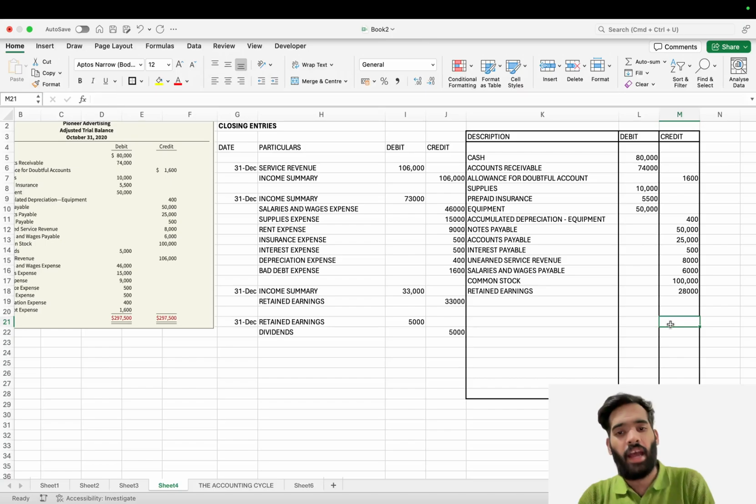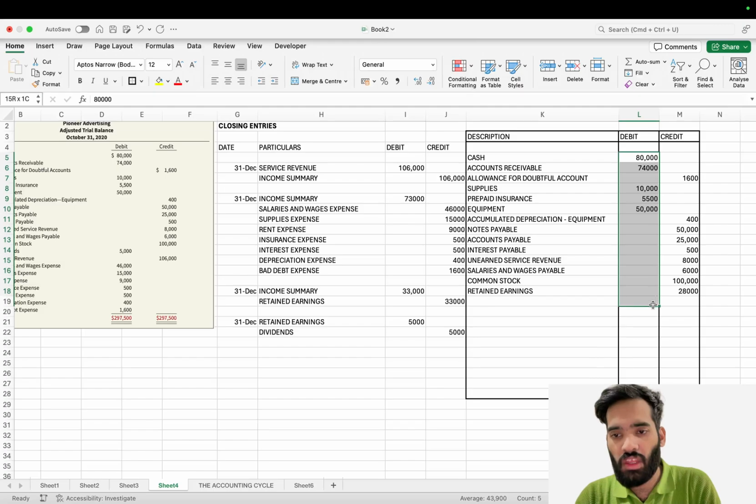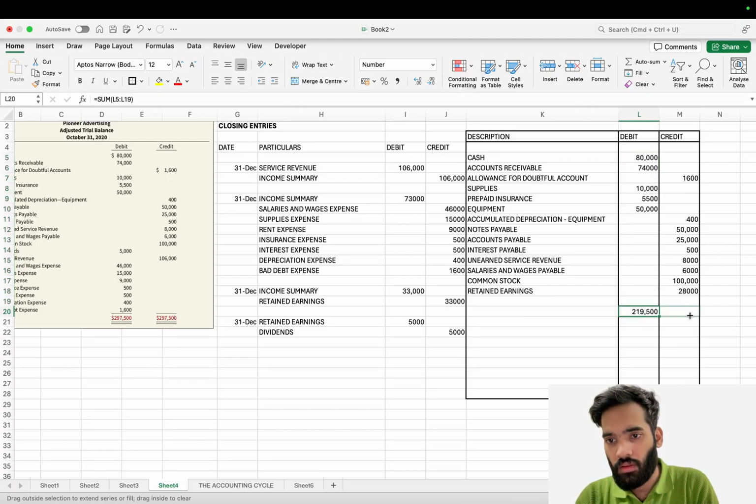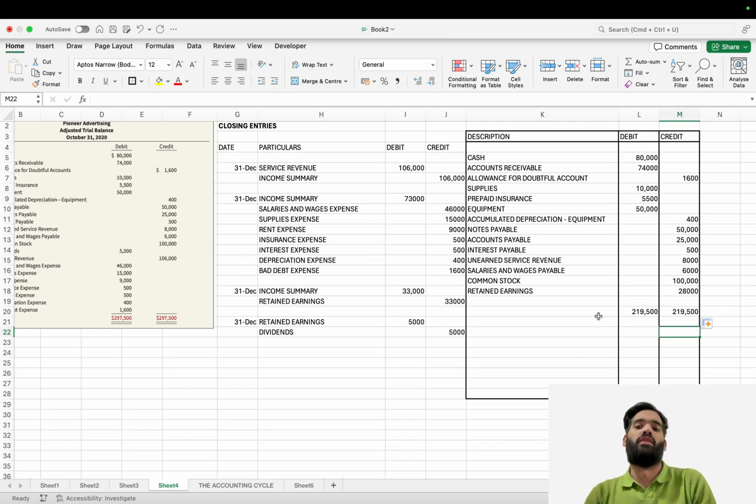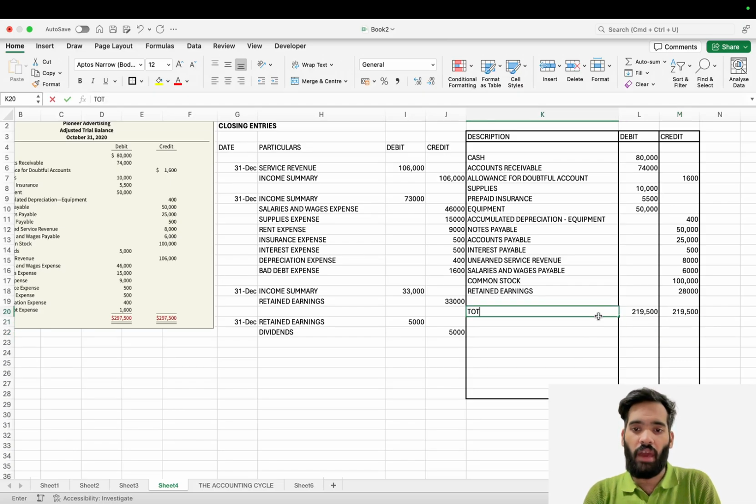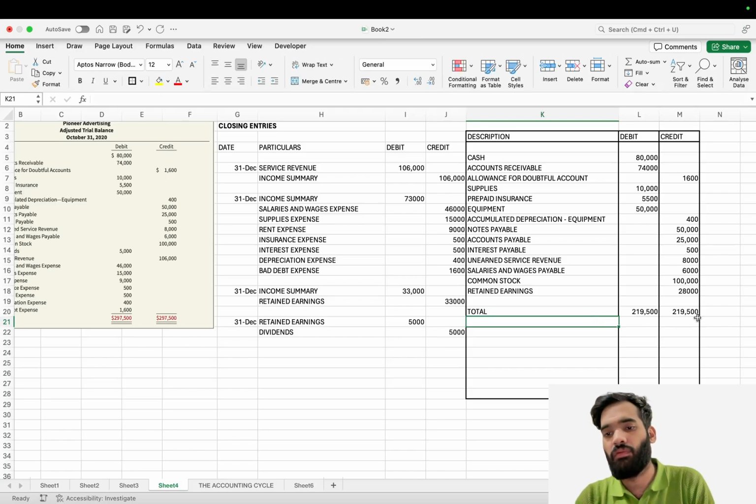So let's see. There we go. Now we are done with the post-closing trial balance. Always do the total to see if the debit is equal to the credit. It should be equal if you've done it correctly. So let's see. Yes. So now this means we have solved our post-closing trial balance flawlessly.